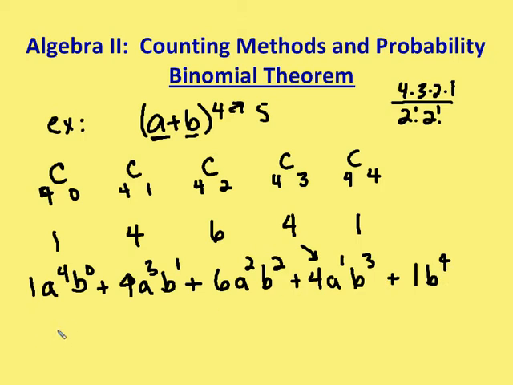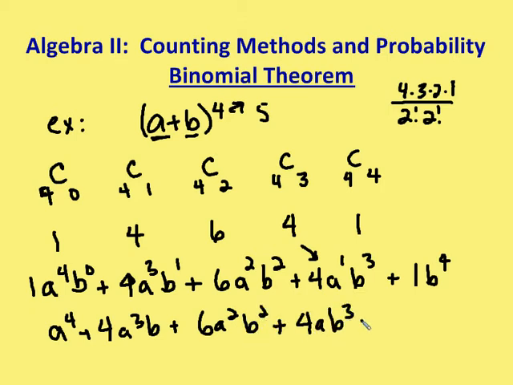So I can rewrite this simplified as a to the 4th plus 4a to the 3rd b plus 6a squared b squared plus 4a b to the 3rd plus b to the 4th. That's my expanded binomial.